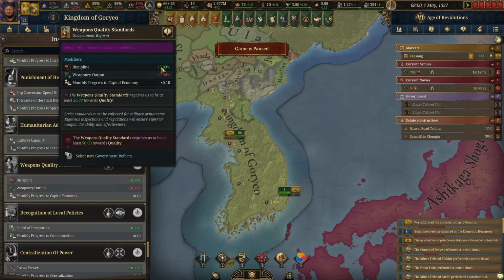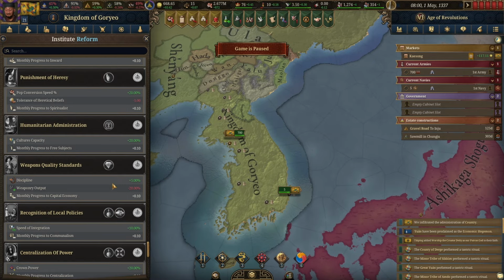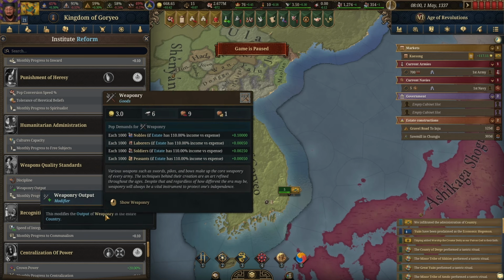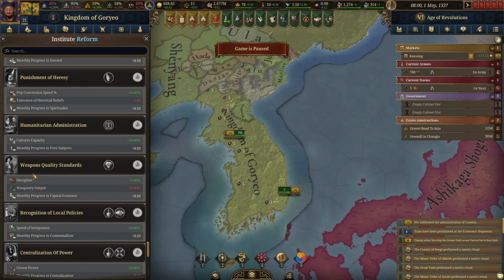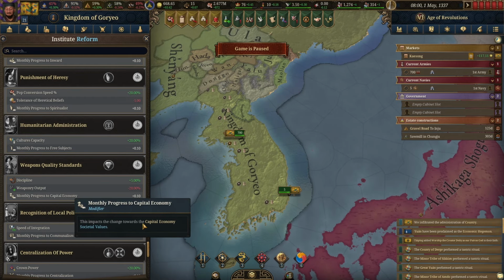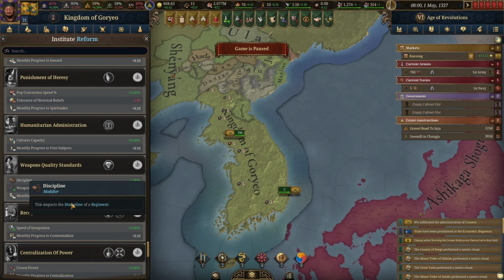It gives discipline of 5%, but it decreases weaponry output by 20%, I suppose, because it means they're ensuring they have the highest quality weapons, which means fewer weapons are produced because they have to adhere to higher standards, but we gain a discipline bonus because it means we have high quality weapons. It also pushes us towards capital economy. I mean, discipline is pretty great, so that alone might make this worth it.